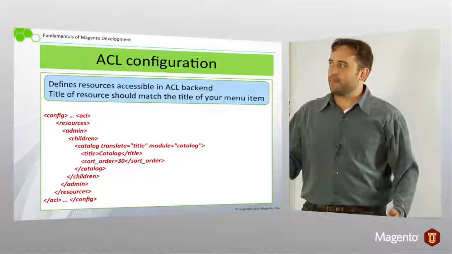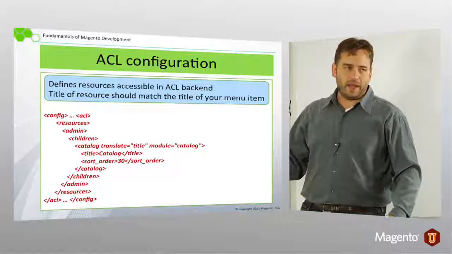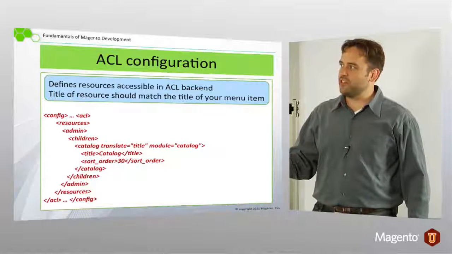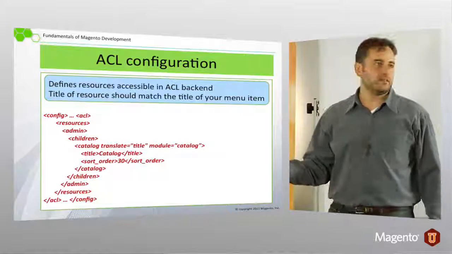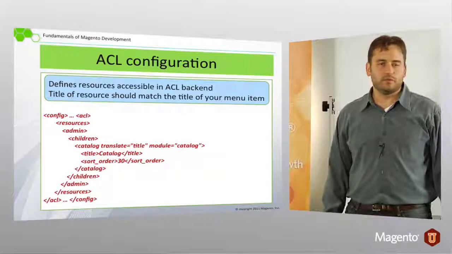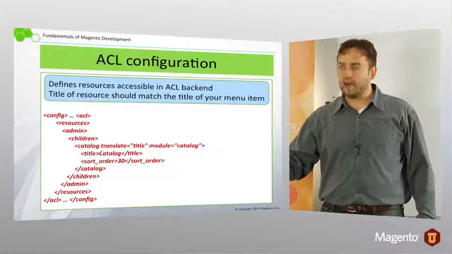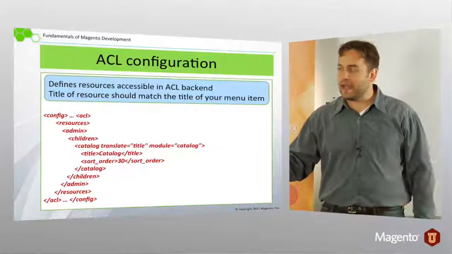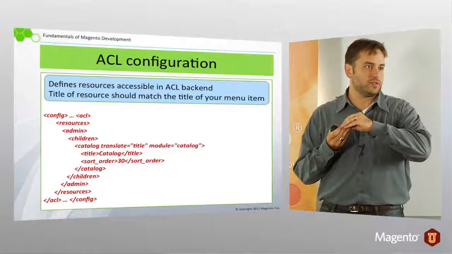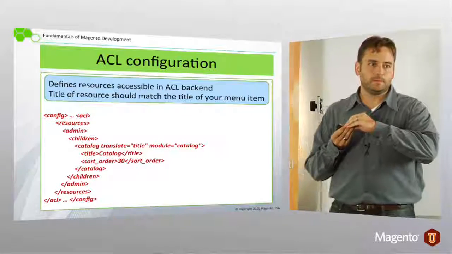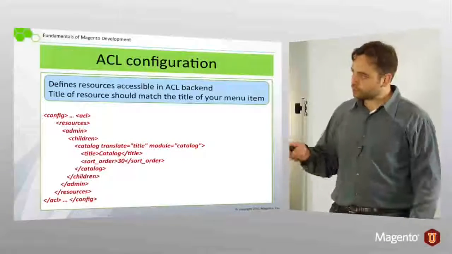So when building that out, if you were adding a top-level menu item, the path for that would be config, ACL, resources, admin, children, and then your node, which should have the same value, or the node name should be the same as what was configured under menu. That's where the connection happens. And I'll show you the effect of that in a second when I log in as my test user.